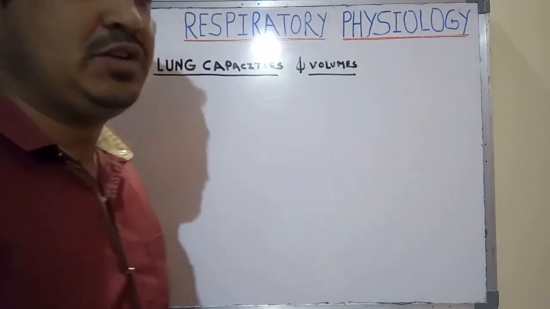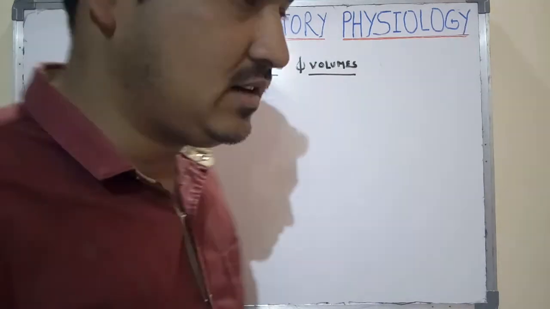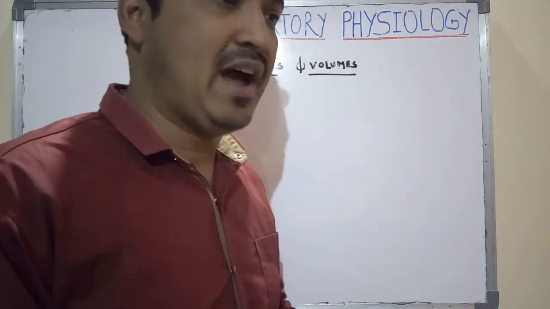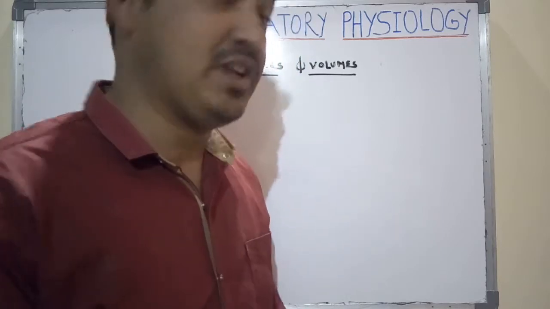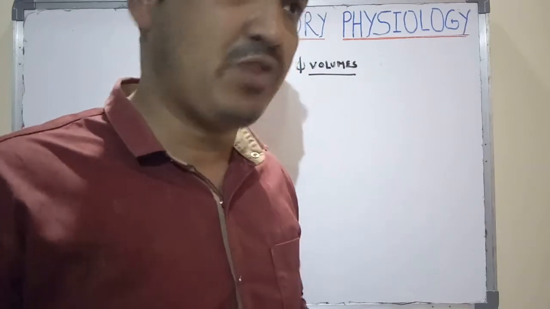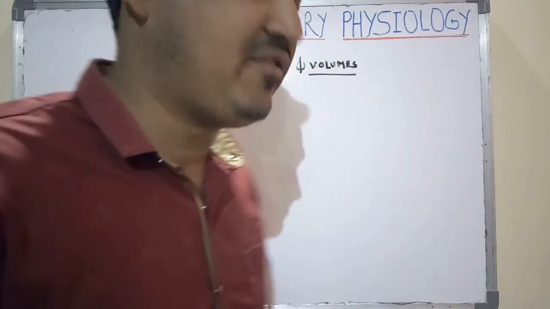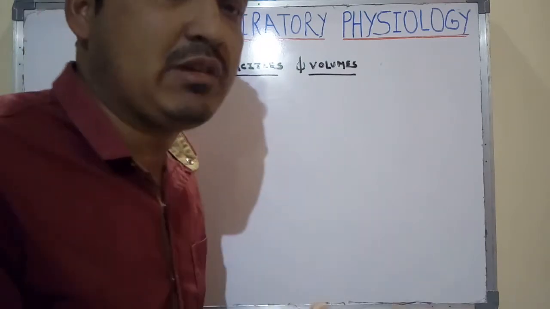Some neuronal diseases or nerve problems, like you will come to know about myopathies and other problems. So these are mechanical or pressure related problems. Myopathies mean muscle problems, rib problems, neuron problems, or some disease of the diaphragm. All these cause these volumes not to be delivered properly.